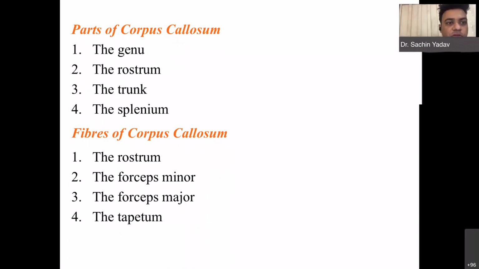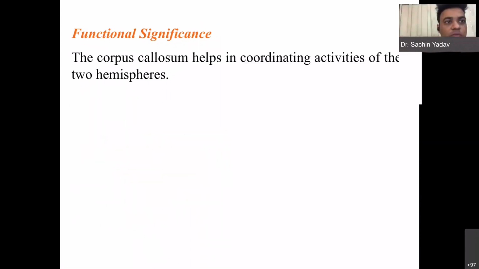The fibers of the corpus callosum are the rostrum in the rostral part, then forceps minor in the anterior part, forceps major in the posterior part, and the tapetum. We'll see this in the diagram later on. The functional significance is that the corpus callosum helps in coordinating the activities of the two hemispheres. Means if some activity is happening in one cerebral hemisphere for a particular body part, it should be known to the contralateral side also.